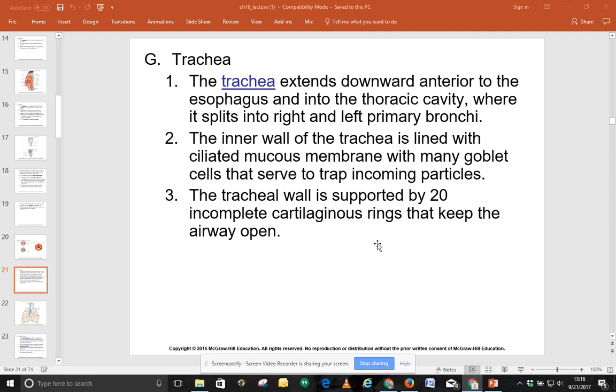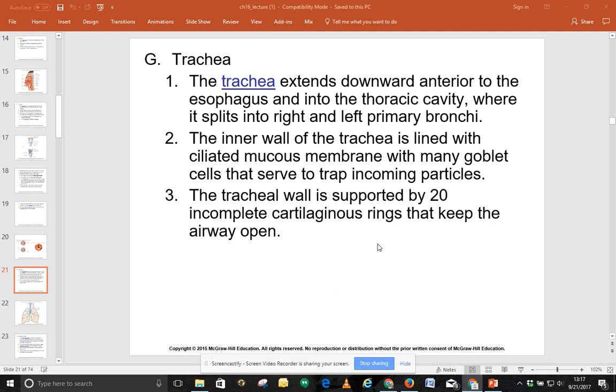The inner wall of the trachea is lined with ciliated mucous membrane with many goblet cells. Now remember, goblet cells create mucus. And of course, the cilia are the brush-like things that move along particles, that serve to trap incoming particles, as it says. The trachea wall, the wall surrounding it, is supported by 20 incomplete cartilaginous rings that keep the airway open.